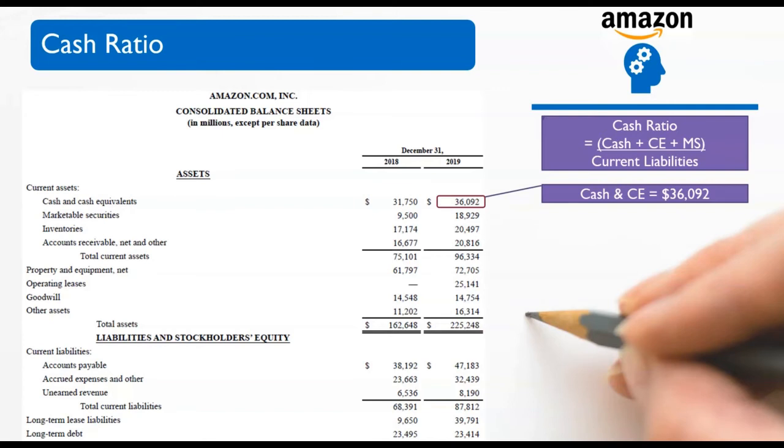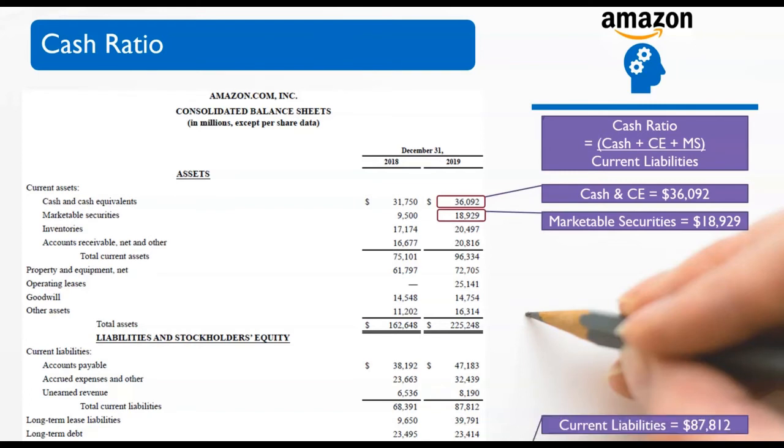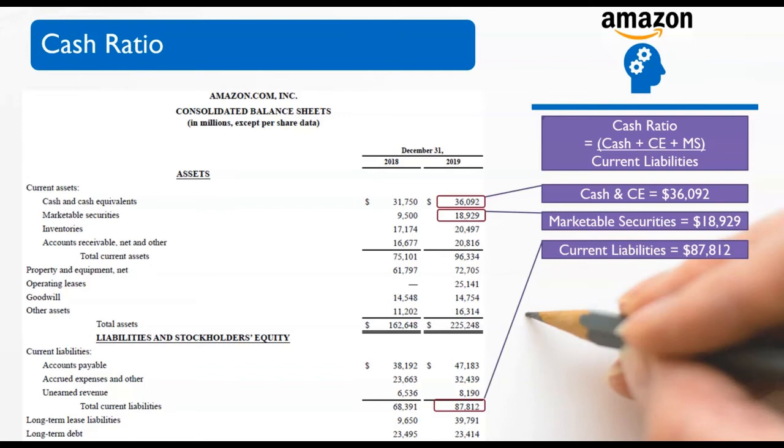Here, we can see that Amazon has cash and cash equivalents of $36.1 billion. We can see that it has marketable securities of $18.9 billion. And we can also find that it has current liabilities of $87.8 billion. When we take these values, we get a metric of 0.63.